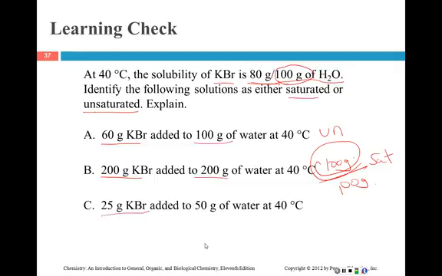25 grams of KBr in 50 grams of water. Let's see, we got 25 grams of KBr in 50. We need that to be in 100 grams so we can compare it to the solubility. What did I have to do to 50 to get to 100? Multiplied it by 2. So that means I've really got 50 grams of KBr in 100 grams, and that's less than the 80, so it would be unsaturated. See how that works?